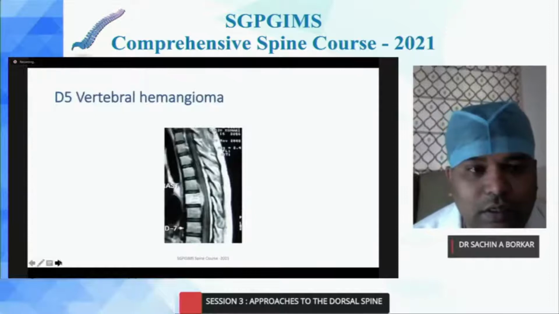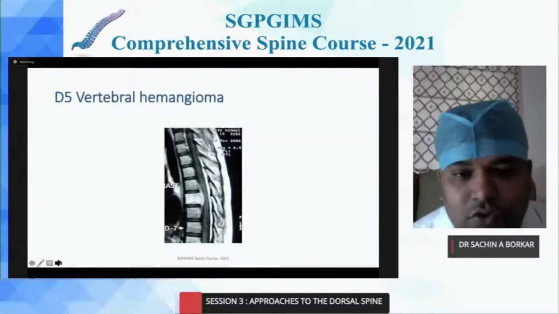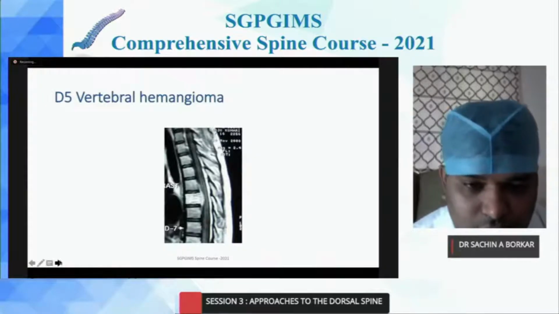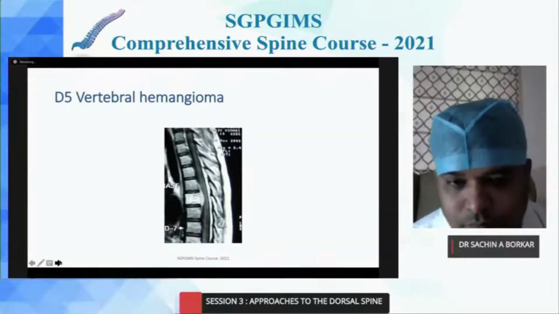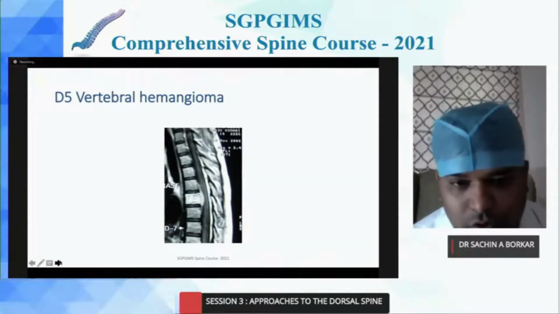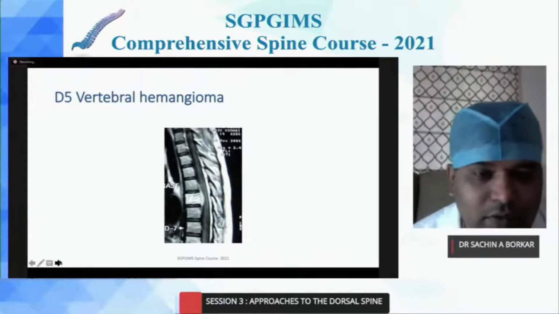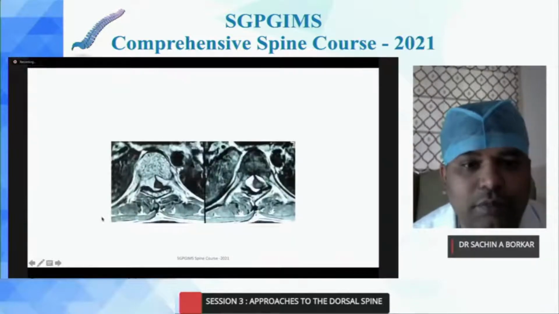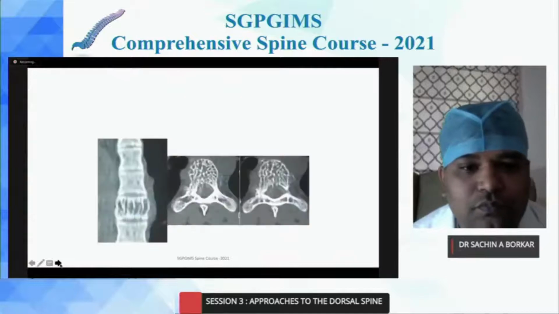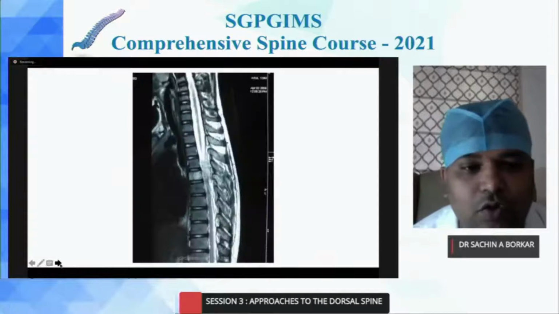Again, another case of vertebral hemangioma, with five-level ventral compression. If you were to operate on this patient by radical vertebrectomy, it's a very, very difficult job, with a lot of blood loss. And there is compression ventrally as well as laterally. And as you can see on the CT scan, there is a honeycomb appearance.